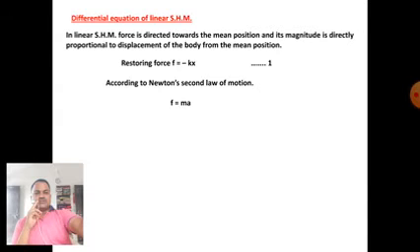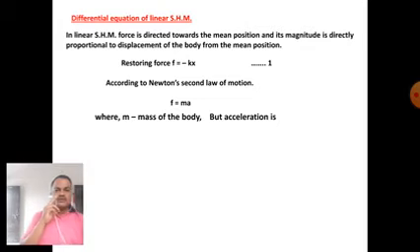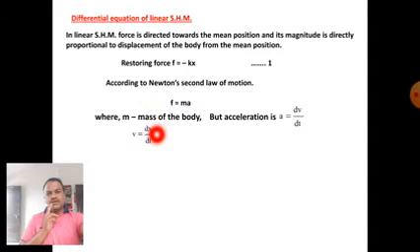According to Newton's second law of motion, F is equal to ma, where m is the mass of the body and a is the acceleration. The definition of acceleration is the rate of change of velocity, dv upon dt. But according to the definition of velocity, velocity is nothing but the rate of change of displacement. So therefore we write dx upon dt.